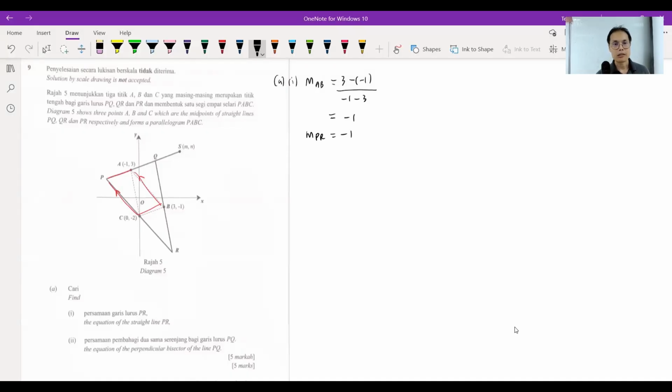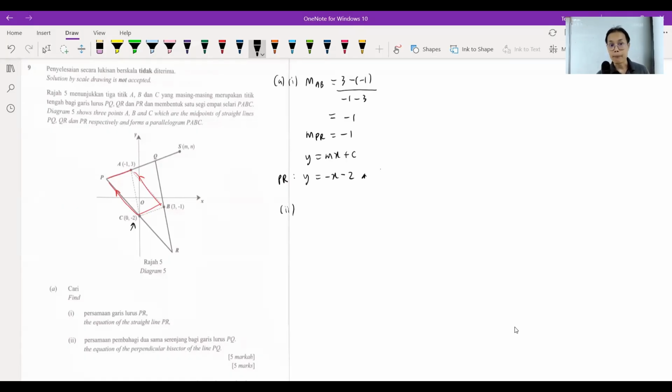Yeah, selari. Now, next, we use y equals mx plus c. Since I know my y-intercept c is negative 2, my y is therefore negative x minus 2. That is your equation of straight line PR. Okay, next, the equation of the perpendicular bisector of the straight line PQ.